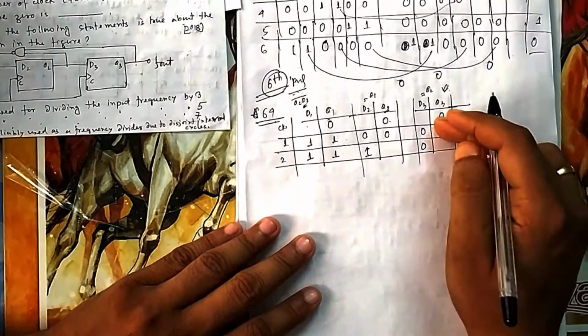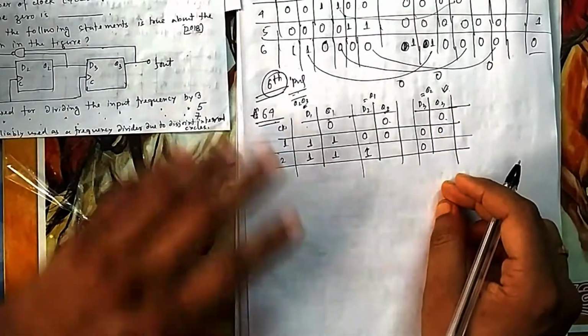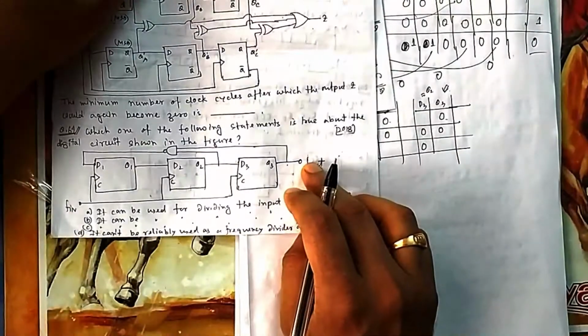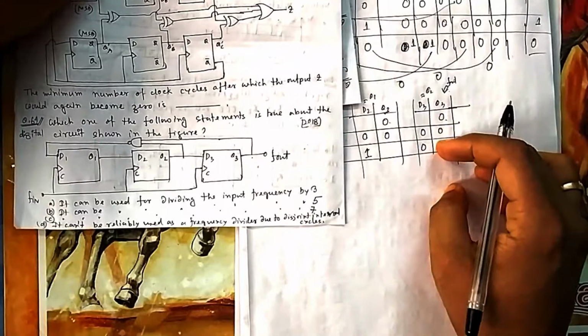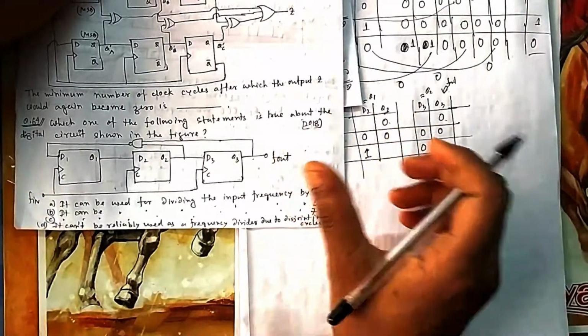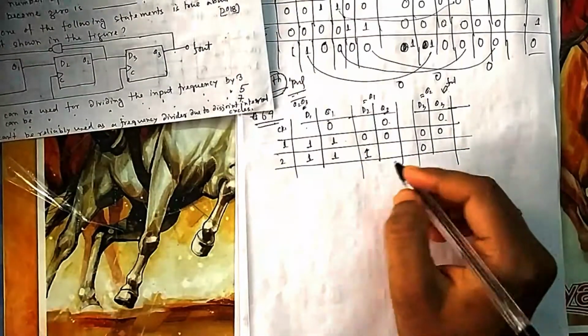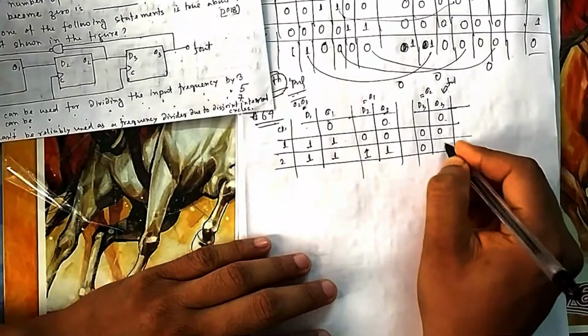You have to see when it is changing from 0 to 1, and for how many pulses it keeps 1, because we want to find the frequency of this output. This is my F out, so for how many pulses it is 0, and after that for how many pulses it is 1. So we can calculate the time period and draw the figure. That is our idea. 1 means 1, 0 means 0.